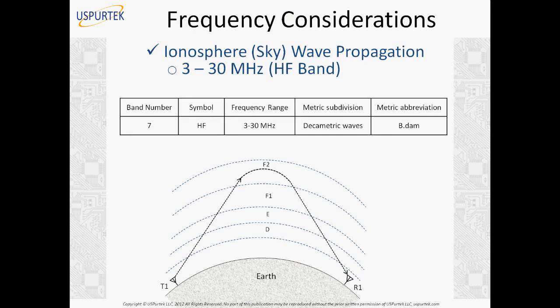So ionosphere wave propagation is commonly used in this band, 3 to 30 megahertz. You have to be in this range. Again, we don't use it for cellular communication. It may be used for some backhaul links, for low rate communication, but not for our cellular communication. Okay.